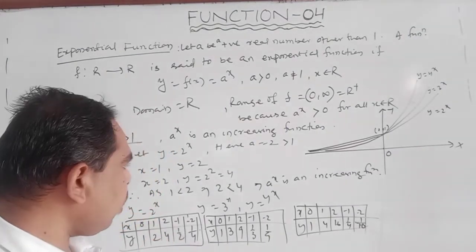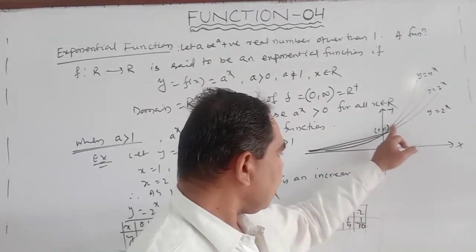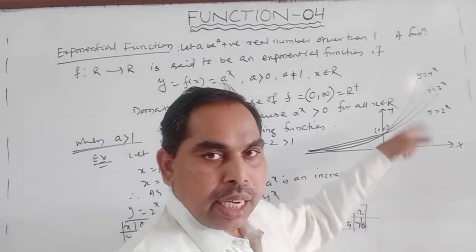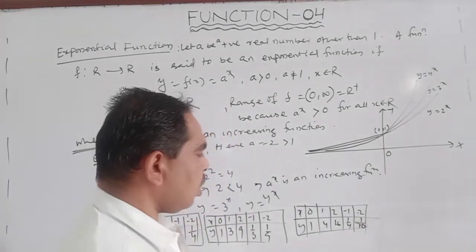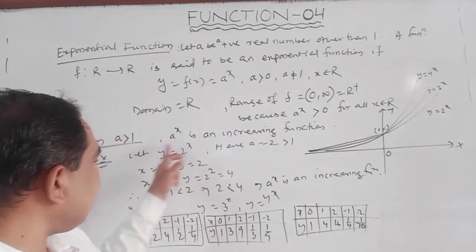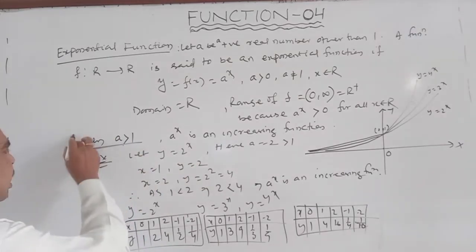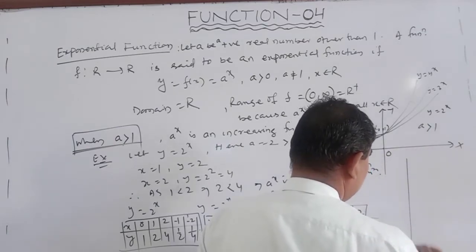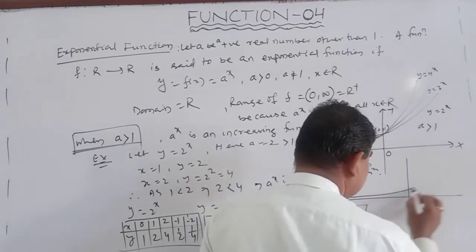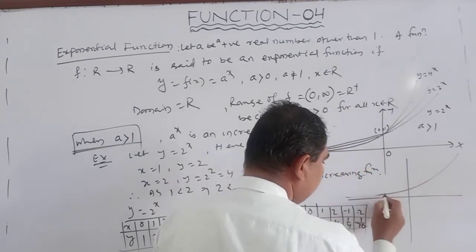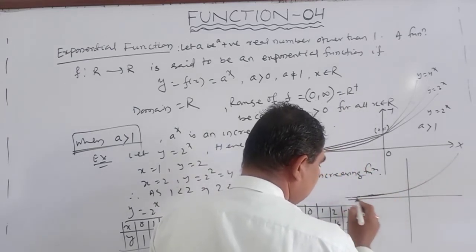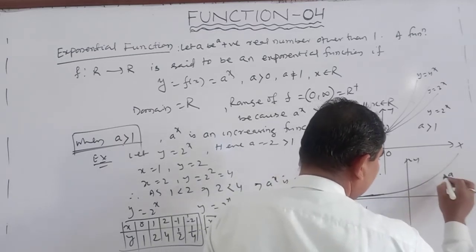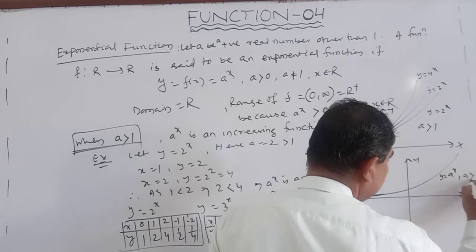When x is equal to 1, y equal to 2. Next 3, next 4. X equal to 2, y is equal to 4. Then 9, then 16, and so on. This is an exponential function, when a is greater than 1. So when a is greater than 1, the curve is like this. It is asymptotic, coming parallel to the x-axis. X-axis, y-axis, y is equal to a to power x, comma a greater than 1.